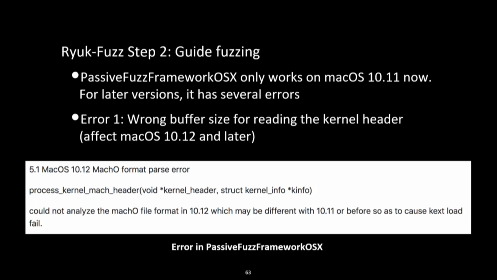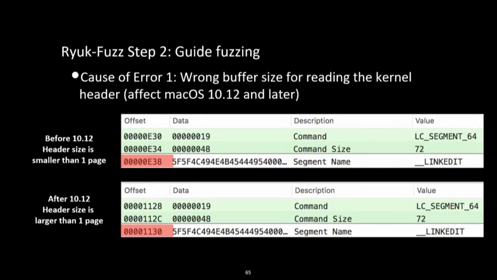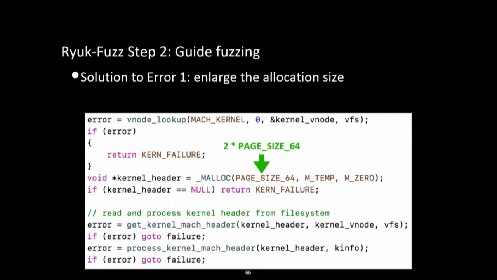But the passive fuzz framework OS X only works on macOS 10.11 now. For later versions, there are several errors that need to be resolved. The first error is that it uses a wrong buffer size to read the kernel header. The passive fuzz framework OS X supposes that the size of the kernel header is less than 1 page. But actually, after macOS 10.12, the kernel header is larger than 1 page. In order to solve this problem, we changed the buffer size to 2 pages.